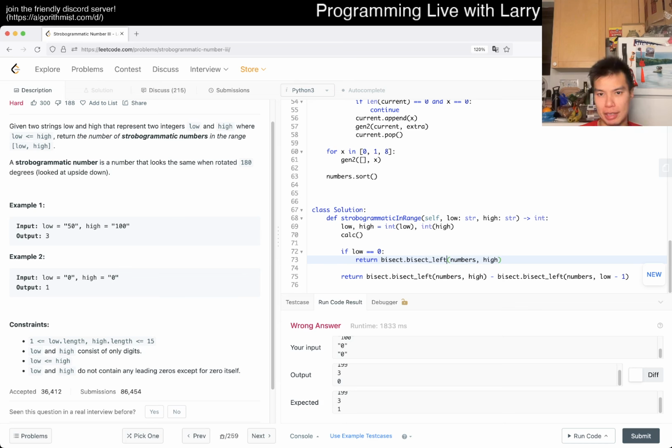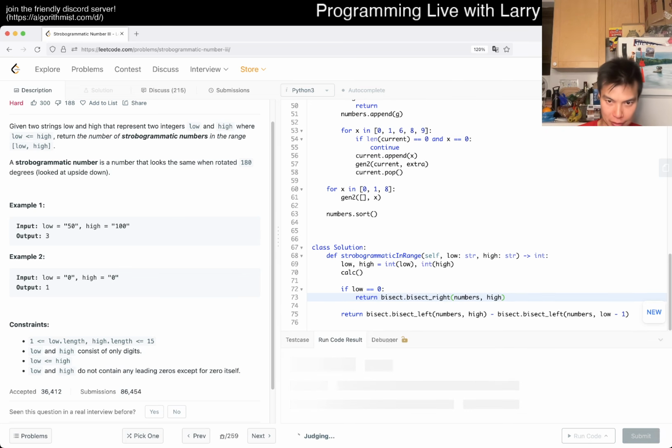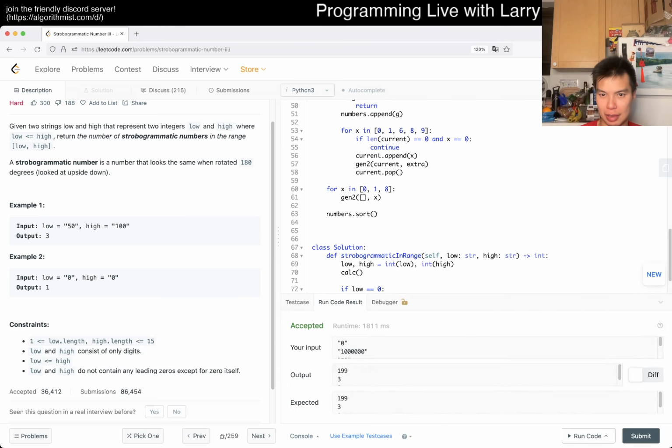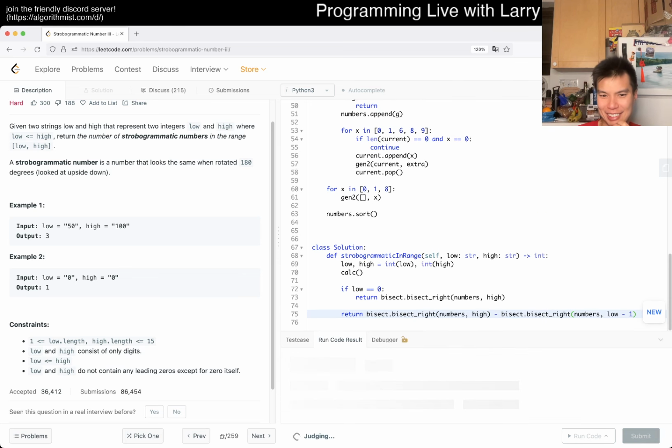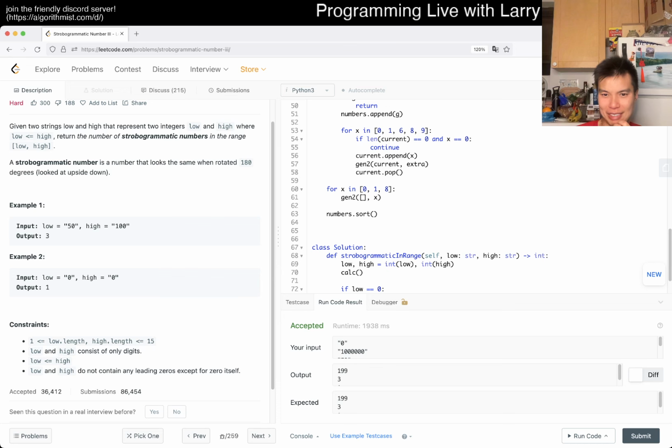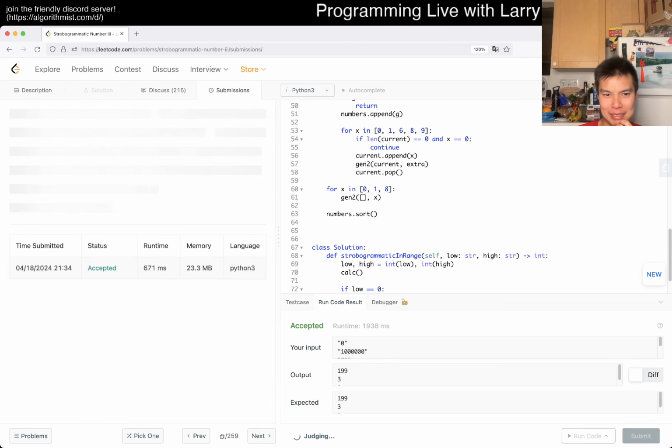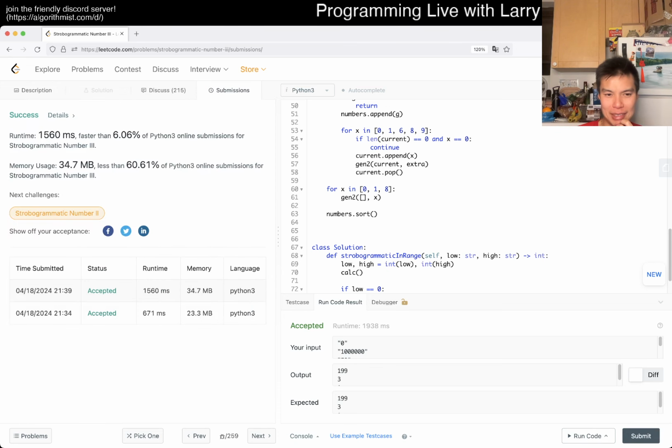Maybe it's bisect right to count the number of them, because it should be that number plus 1, I think. And by that logic, this should be. I don't know if I'm right here. I'm getting the indexes a little bit awkward. But let's give it a submit. I think I'm wrong actually. But oh no, I'm right.